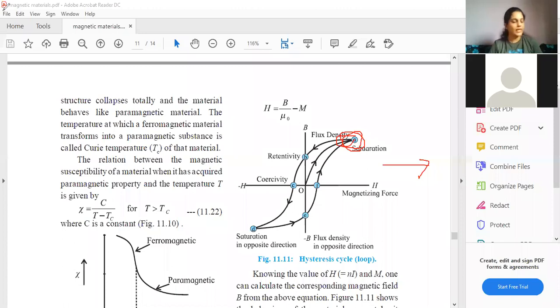Just a minute, students. Okay, fine. So I hope you all understood till now. This is the first part of the graph, that is point A. This point A, you can simply write saturation, or you can write saturation magnetization. Now what happens next? Students, remember that we are discussing a ferromagnetic material. In the next part, we have also drawn arrows for you to understand the direction.